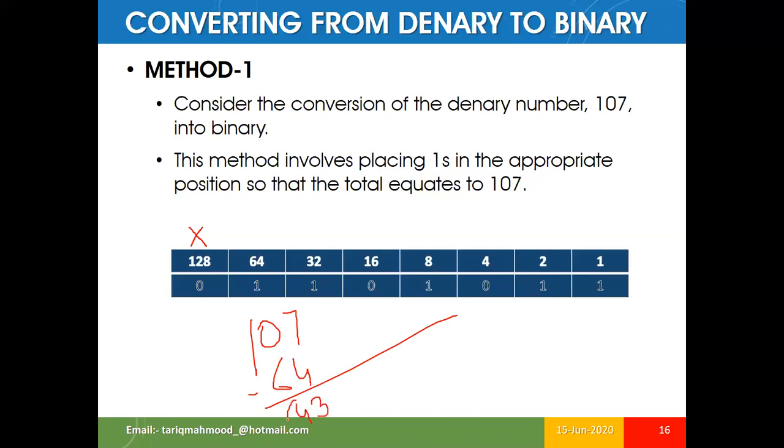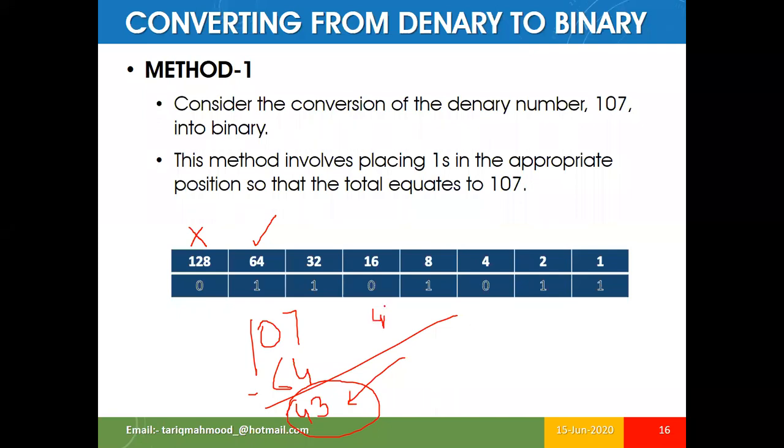So the next number is 43. Now we consider this number 43 and move toward the next column. This column is done; we have placed the 1 here. Then we move toward the next column, which is 32. Can we subtract 32 from 43? Yes, we can. We subtract 32 from 43 and we get the number 11.